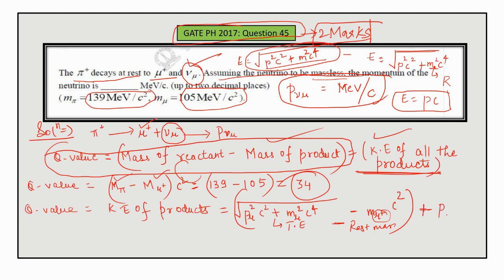So here it will be p subscript mu c. Okay. This I have written as Q value in terms of the kinetic energy of products. Now the Q value, I know the value, it is 34. And one more thing, conservation of momentum.